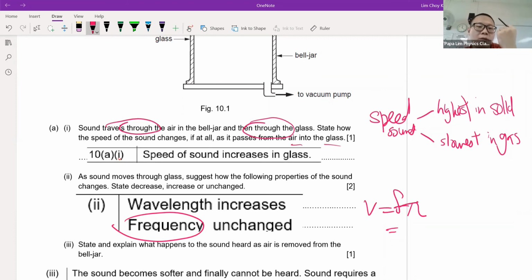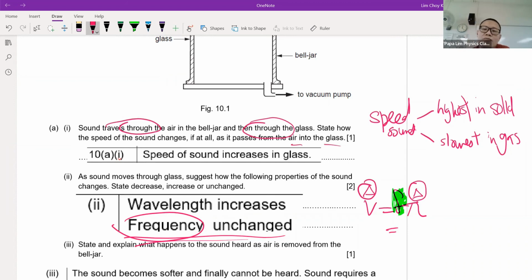So that's why we talk about sound traveling through different mediums. One thing that remains unchanged every time is what we call the frequency. Your frequency is always unchanged. But take note, when sound travels through a medium, the speed of the sound actually changes. What causes the change is the change in the wavelength of the sound. So when the wavelength changes, the wave actually changes.